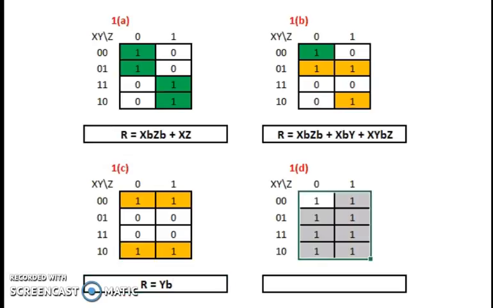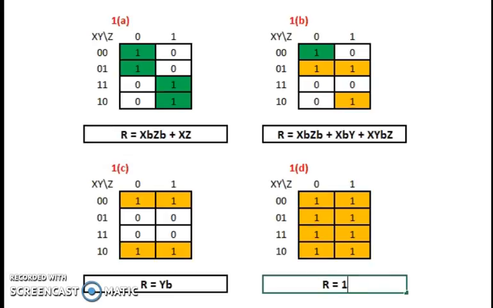Okay, then we move on to the next one, 1D. As you can see, all of the cells are filled with 1, so it means that you can group them once in one group of 8 ones, grouping all of them. Even though all of the variables are changing, X is changing, Y is changing, Z is changing, because the group covers all of the cells, the output can be written as R equivalent to 1.